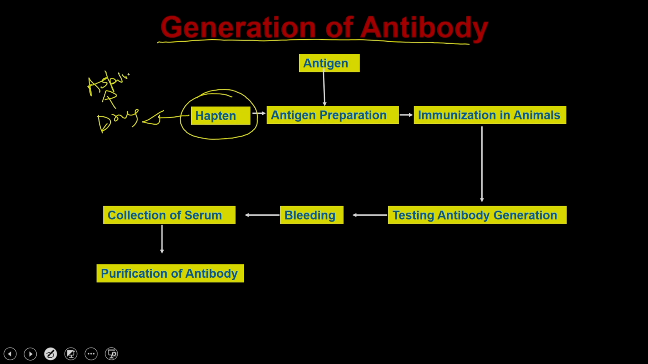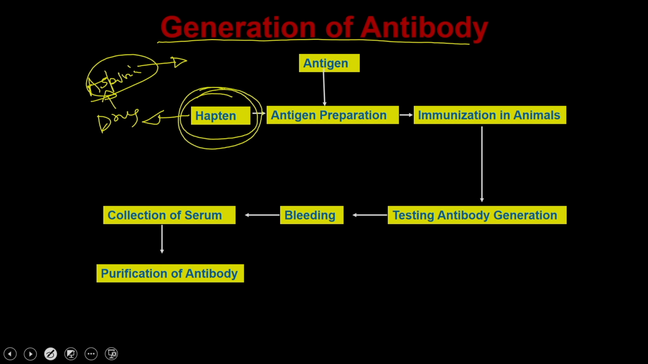If you are trying to generate antibodies against aspirin, chloroquine, artemisinin or paracetamol, the antibody is not going to be developed, because these molecules are non-immunogenic and do not cause any immune response in the animal. Because of that, they fall under the category of hapten.